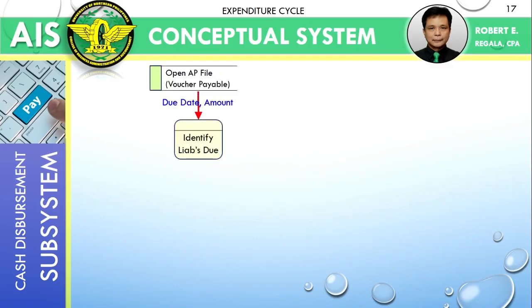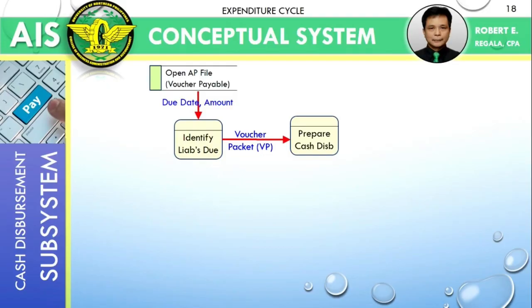Identify liabilities due. The cash disbursement process begins in the accounts payable department, where the accounts payable clerk reviews the open AP file for items due for payment. Typically, this file is organized by payment due date to ensure the debts are paid on the last possible date without missing due dates and losing discounts. The clerk sends payment approval in the form of the AP packet, which contains the PO, receiving report and supplier's invoice, to the cash disbursements department.